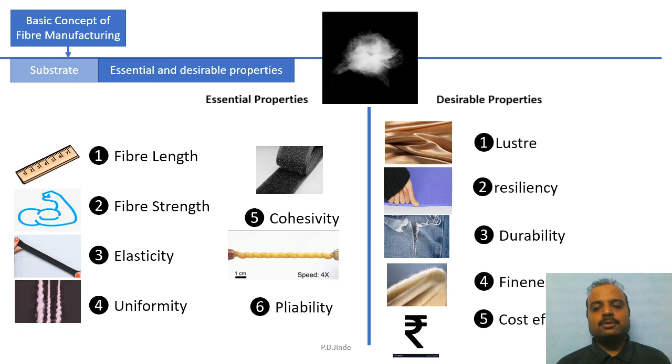The last desirable property is cost effectiveness. This is very important. Considering all essential and desirable properties, fiber must be available at a fair price when it is needed. Now, if someone gives you excellent essential and desirable properties but with a high cost, would you be able to afford it? So that fiber must be at a reasonable price. So these are the desirable properties. 5 desirable properties, 6 essential properties.